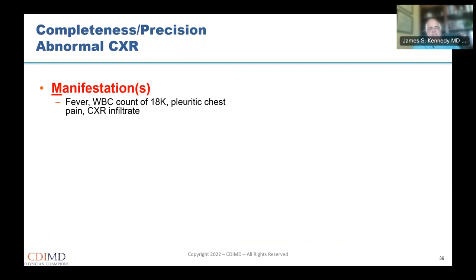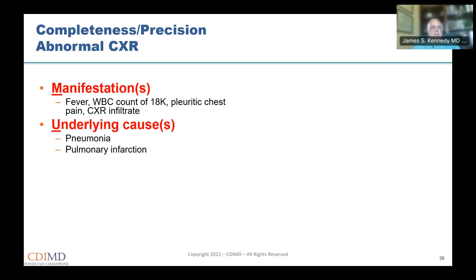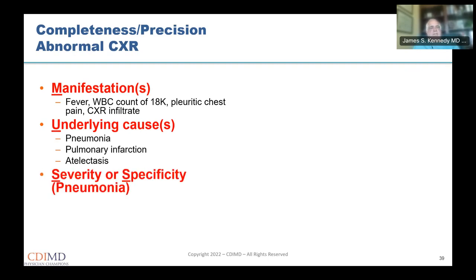I have an abnormal chest x-ray. Is it that the manifestation is a fever, elevated white count, pleuritic chest pain, and an infiltrate? Well, what's the underlying cause of this? Well, pneumonia is quite common. It could also be a pulmonary infarction. It could also be atelectasis. So how we know the differences between pneumonia, pulmonary infarction, and atelectasis is going to be something that we have to think alongside of the physician, you know, in this light.